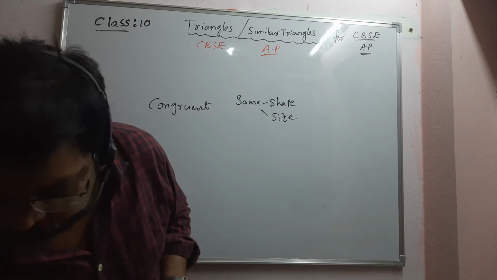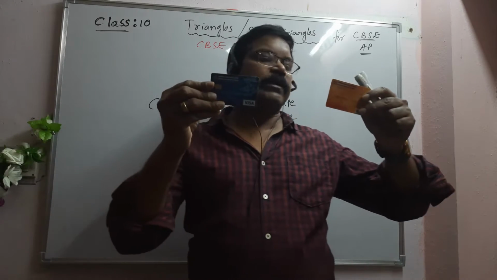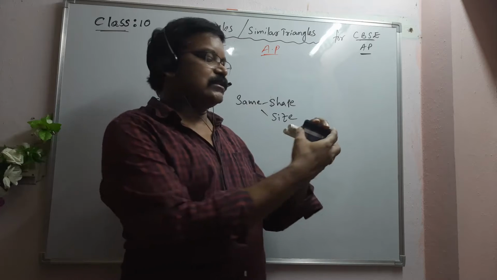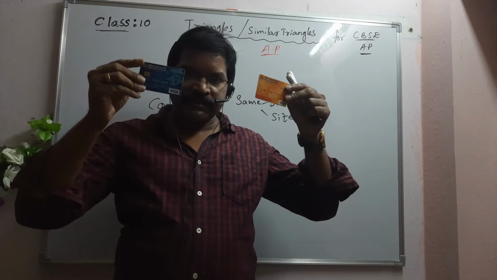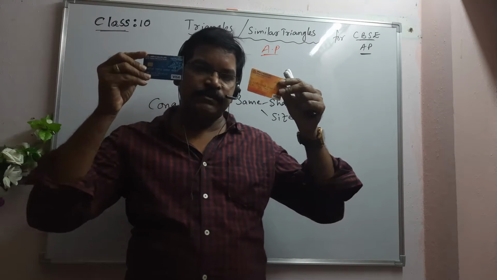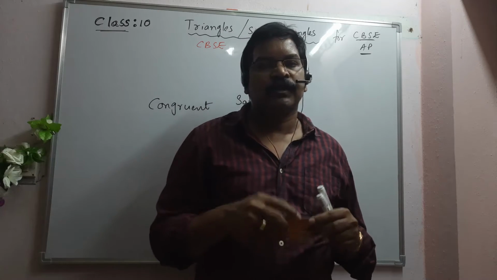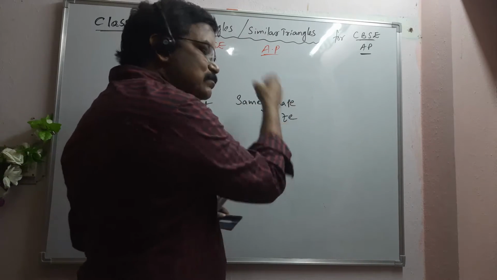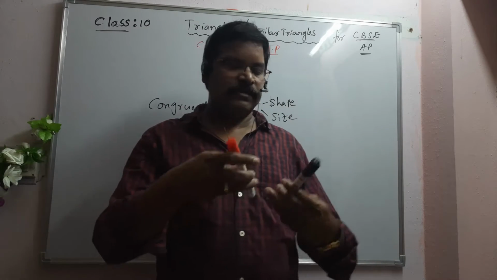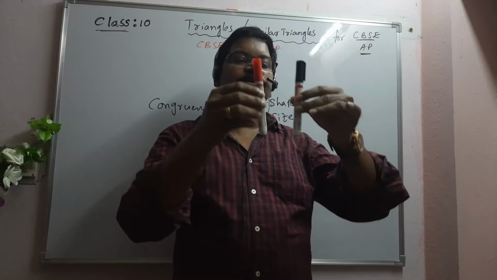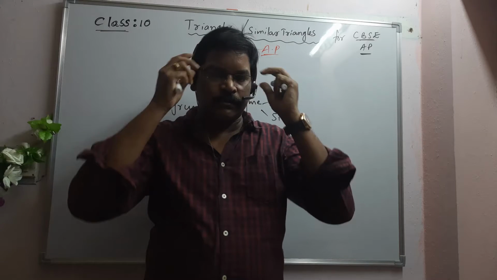See, I can show you some models here. These are my two ATM cards. These coincide with each other, yes. These are, I can say, same shapes and same sizes also. So we can say these two are congruent figures. Congruent means same shape and same size. Here also I have two pens. Both are same shape and same size. So these two whiteboard markers are congruent figures.